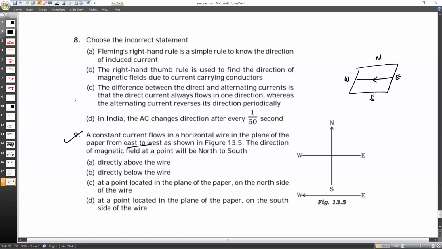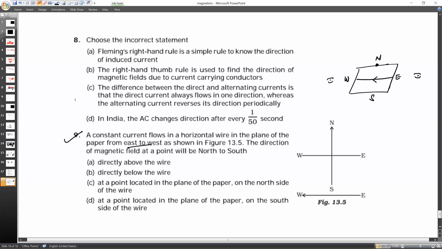And here the direction of the magnetic field at the point will be north to south. It is asking whether the point is above the wire or below the wire. So you are saying directly below the wire. Okay. If you are observing from anywhere, for example from here.